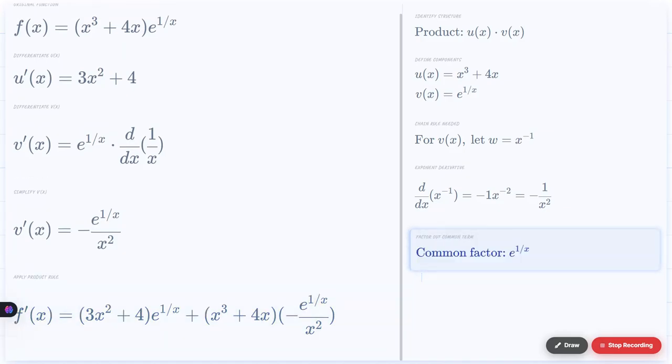We look for a common term, which is to the power of 1 divided by. We do this to make the equation shorter. A common factor is something that appears in every part of the expression.